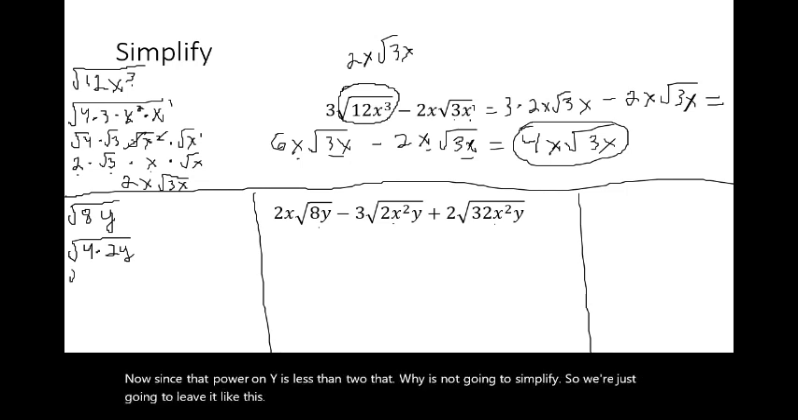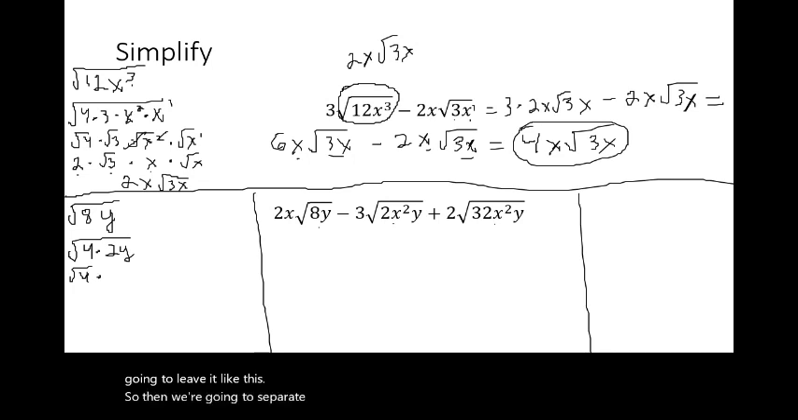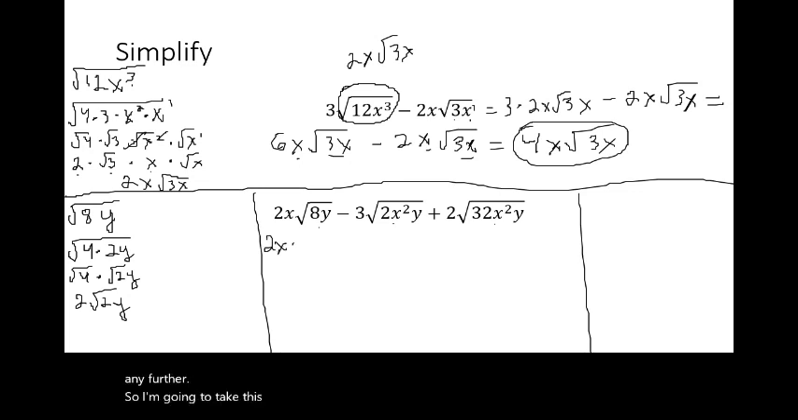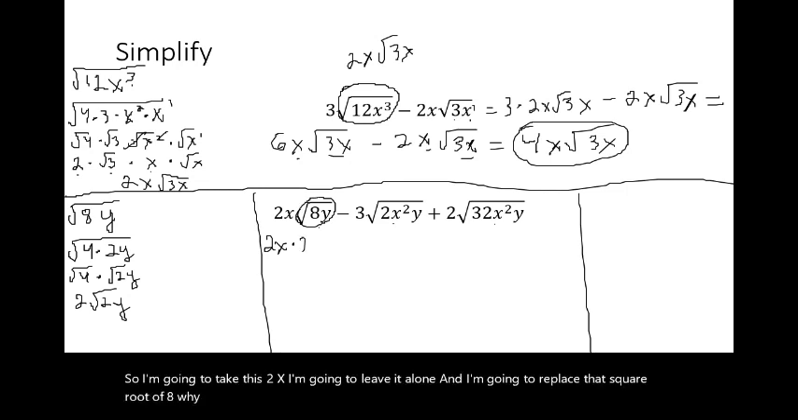So then we're going to separate this into 2 separate radicals. Square root of 4 times square root of 2y. Square root of 4 is 2, and then we have square root of 2y is not going to simplify any further. So I'm going to take this 2x, I'm going to leave it alone, and I'm going to replace that square root of 8y with its simplified version, 2 square root of 2y.